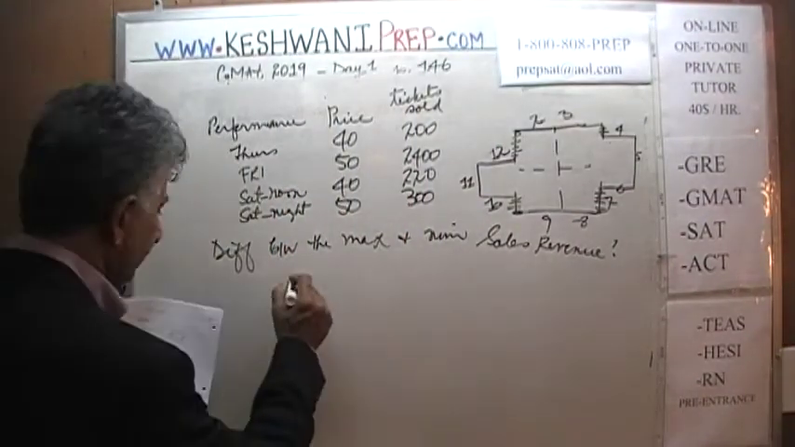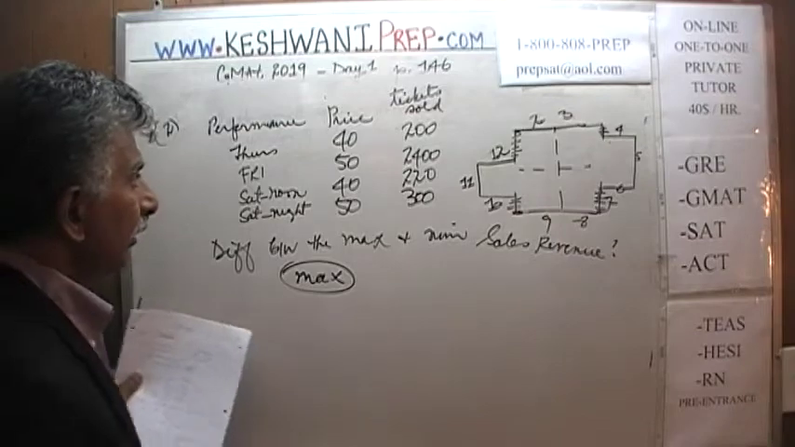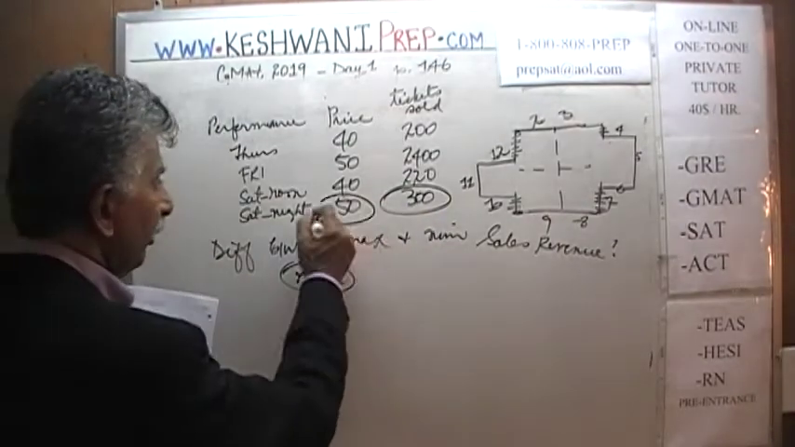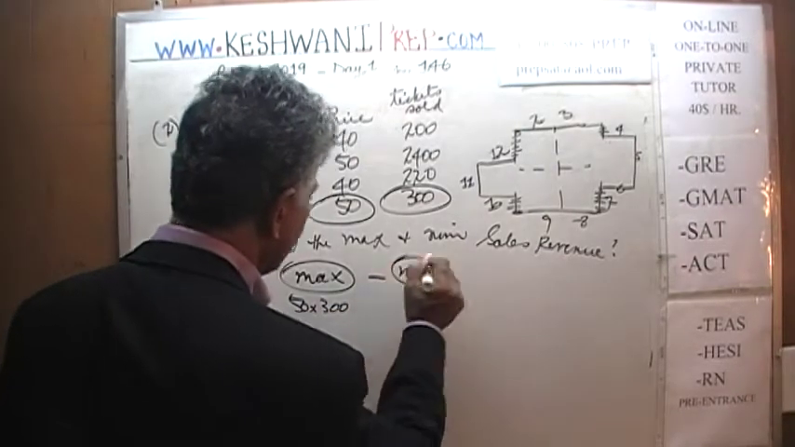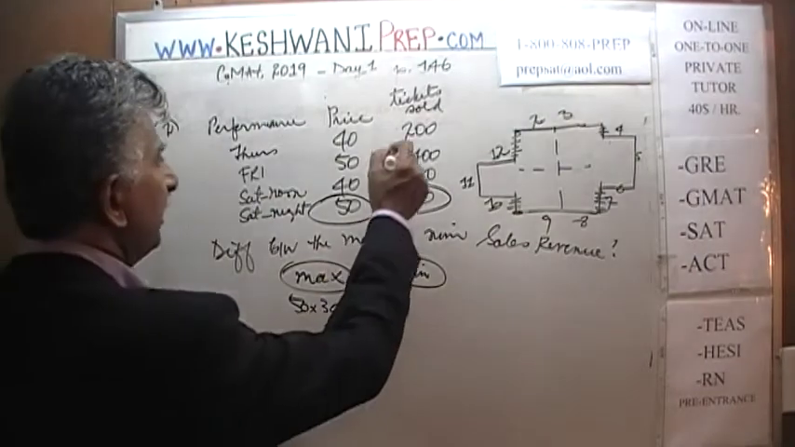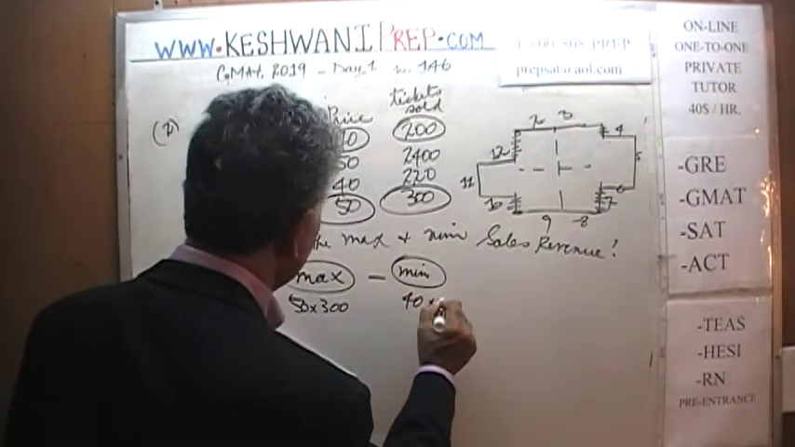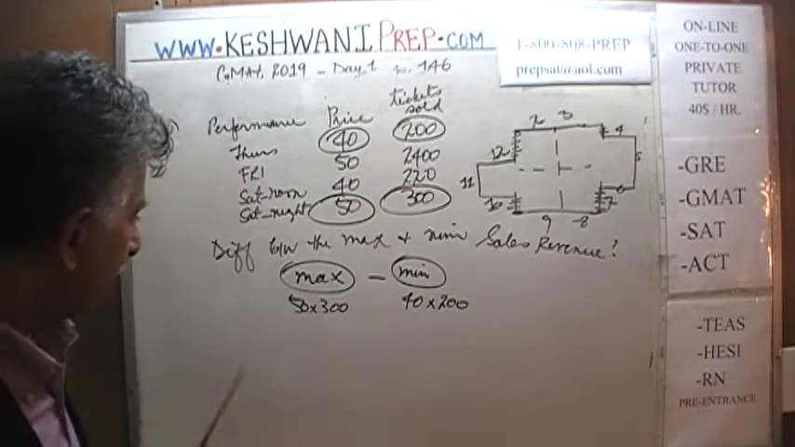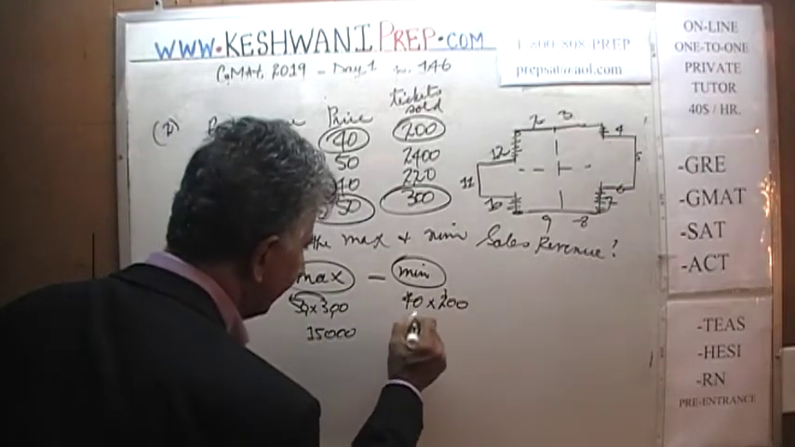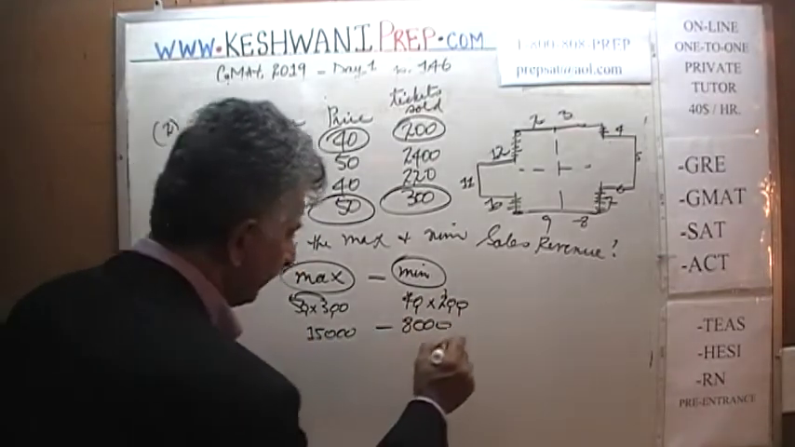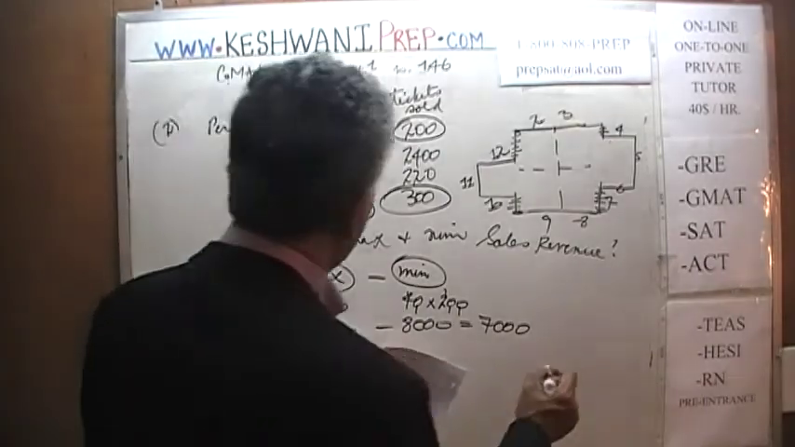Well, our maximum would be when we charge the highest price and had the most people come in. Most people came in this performance, 300 people, and that happened to be also the highest price. So it's simply 50 times 300, that's our maximum, minus the minimum. That's what we're looking for. Where did we charge the lowest price? Lowest price we charged was this here, and that also happens to be one of the lower attendances. So 40 times 200, that's what it is. Very simple, very straightforward. 5 times 3 is 15, and then 3 zeros, so 15,000. 4 times 2 is 8, and then 3 zeros, 8,000. 15,000 minus 8,000, the answer is 7,000. Answer choice D.